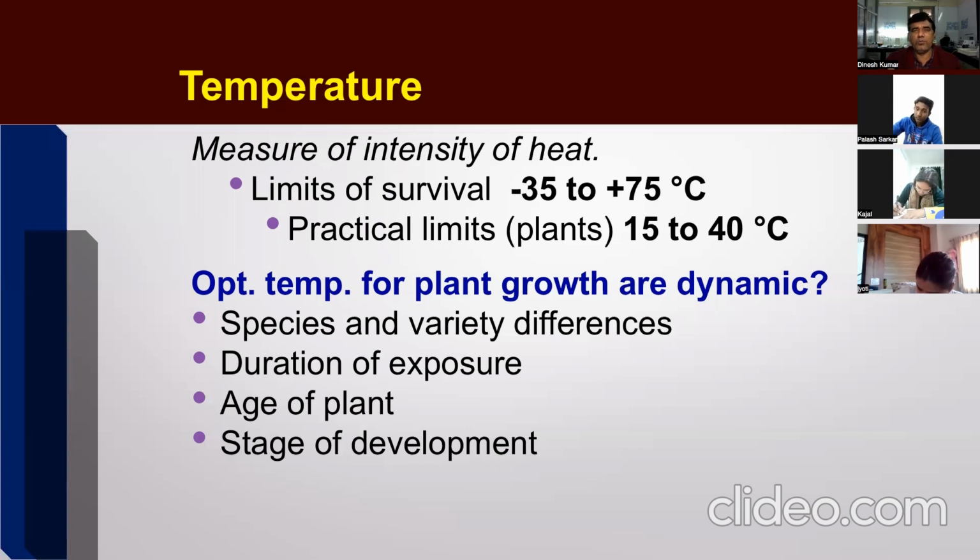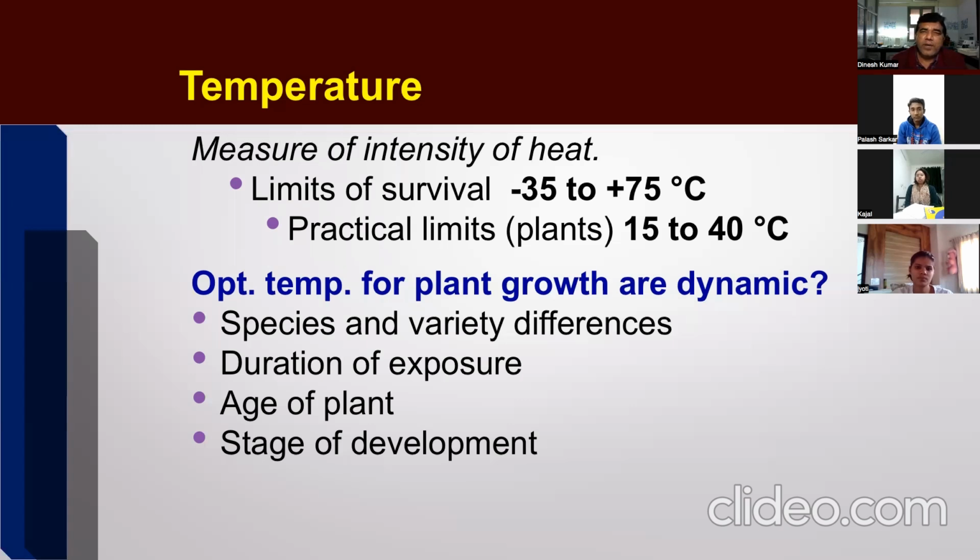So now, definitely very high temperature or very low temperature are undesirable. Under both extremes or under both stresses, we can call them stresses, the growth of the plant will be affected. So therefore, some optimum temperature is required for the growth. So you can see optimum temperature will vary with the species and variety differences.